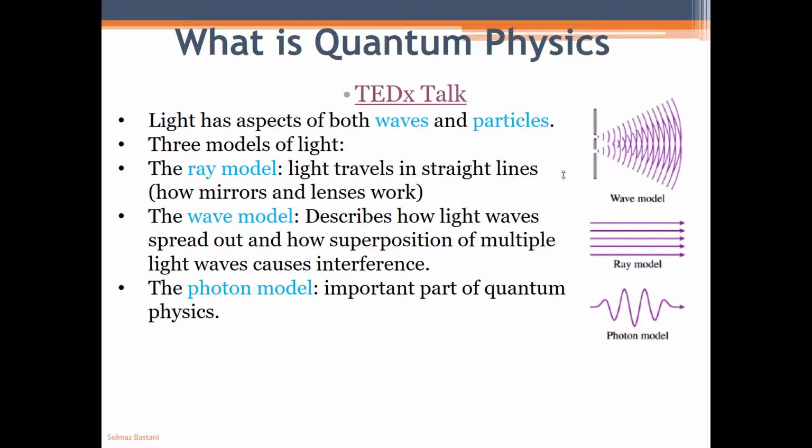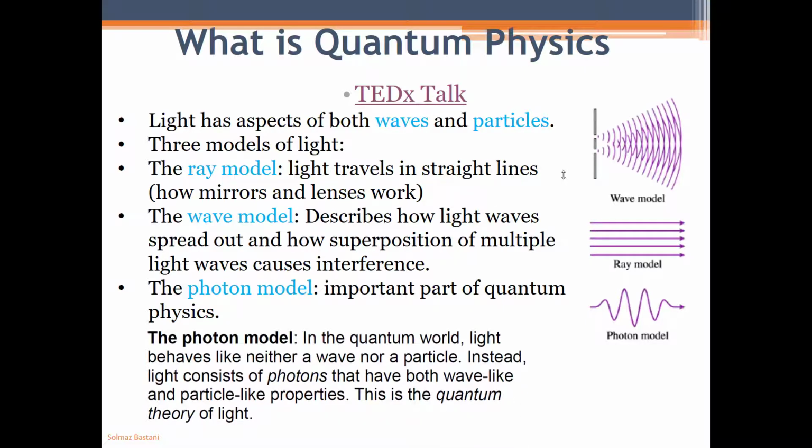And the third model for light is the photon model. Now, this is the important part of quantum physics. The photon model says that in the quantum world, light behaves like neither a wave nor a particle. Instead, light consists of photons that have both wave-like and particle-like properties. Okay, so light can be both wave and particle, but when it is behaving like a particle and when it is behaving like a wave is something that we need to first understand all the quantum basics.